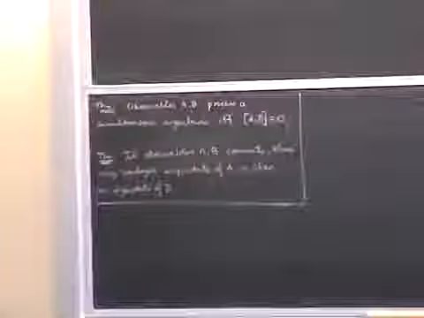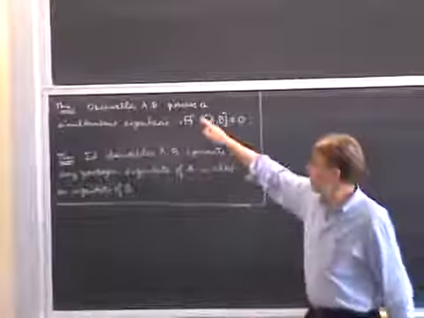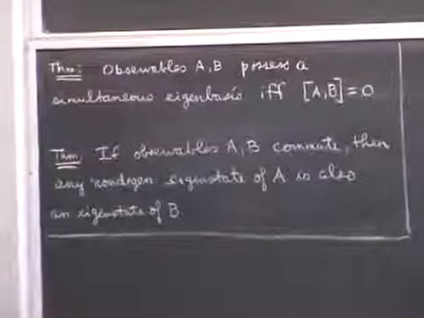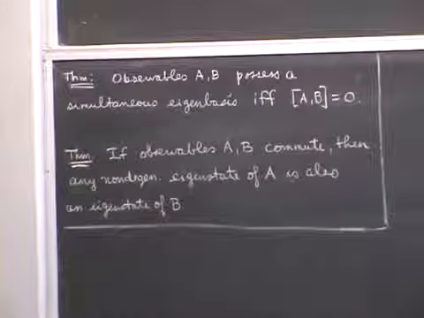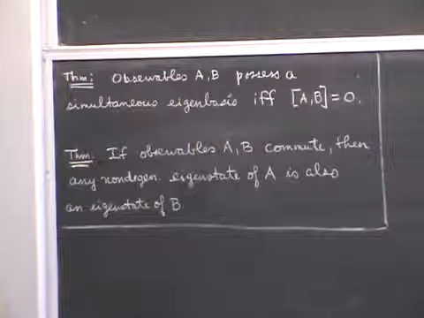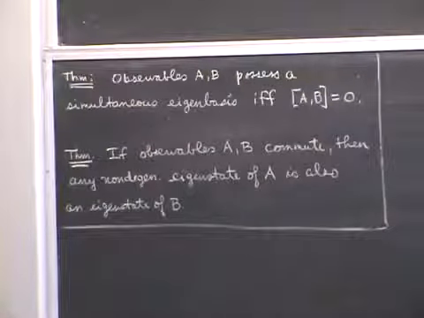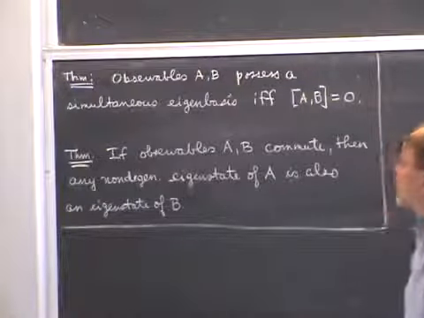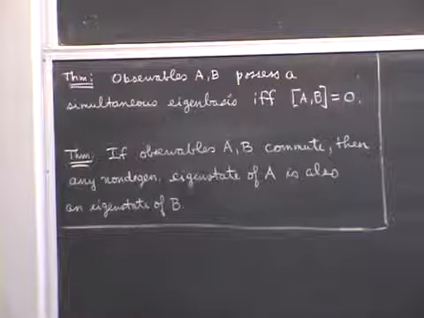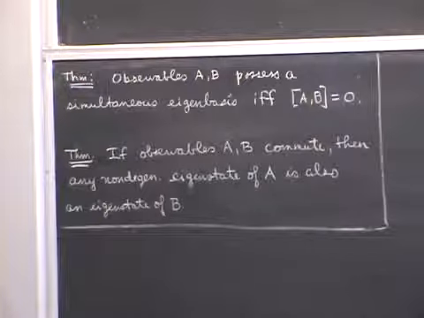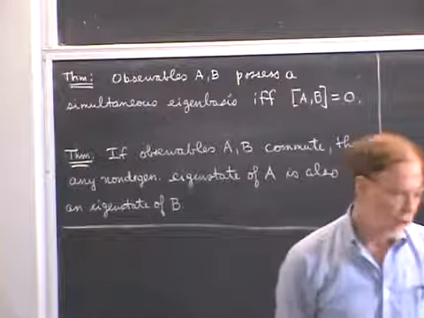I want to begin today by discussing these theorems, the two of them here. The first one I was telling you about at the end of the hour last time. It says that if you have two observables, I'll remind you that an observable is a complete Hermitian operator, A and B, then they possess a simultaneous eigenbasis if and only if they commute.